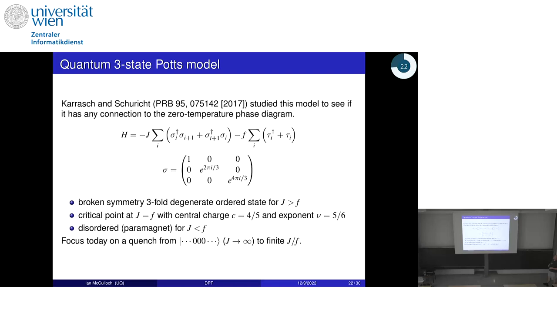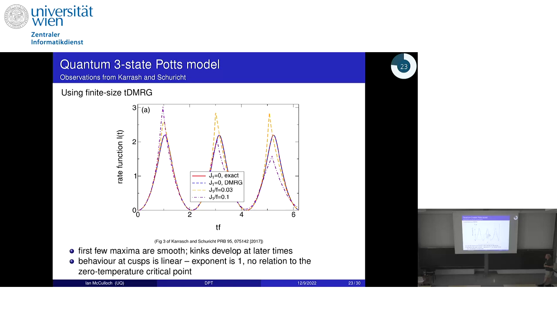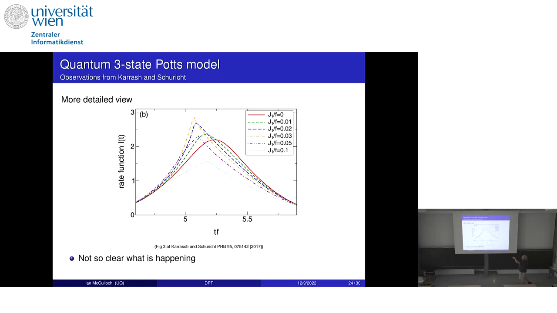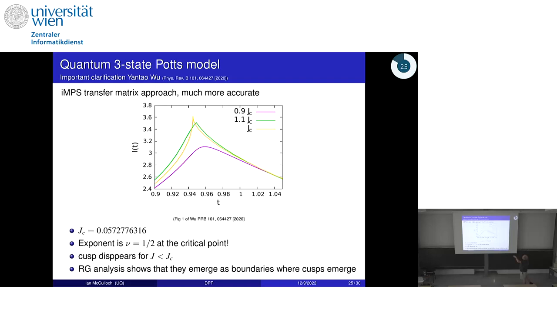Another example is the quantum three-state Potts model. I'll try to do this pretty quickly. Going beyond the Ising model, this is really the first target you could look at. Something they noticed from their calculation was that in some cases they get very smooth curves, with no cusps at all, and in other cases they saw some cusps with interesting behavior, in particular this one here. If you tune the Hamiltonian properly, maybe it's developing into something more than just a linear cusp as they intersect. This was clarified by Yantao Wu in a really nice paper using infinite TEBD: if you tune J_c exactly right and tune T exactly right, you actually get a square root divergence.